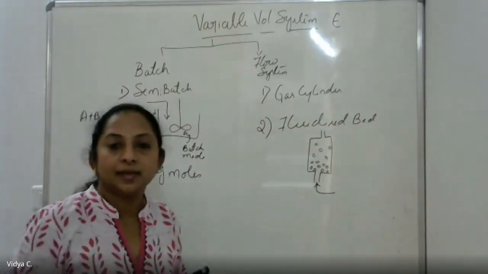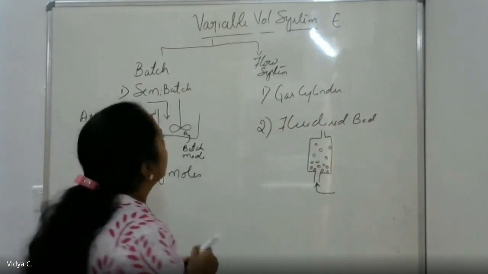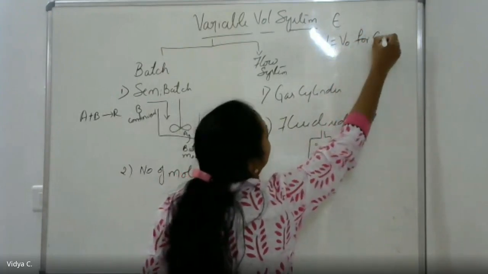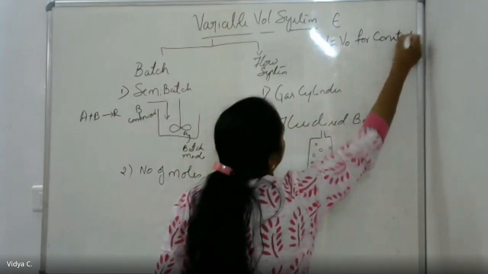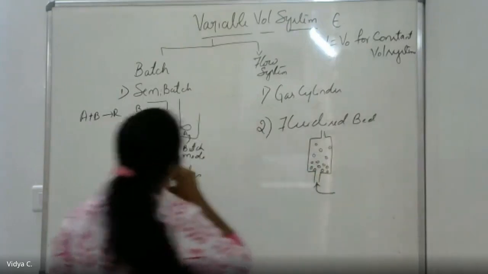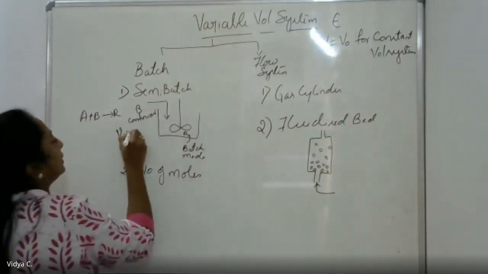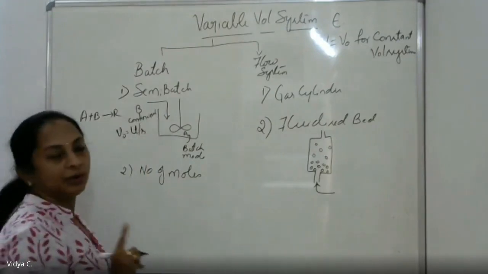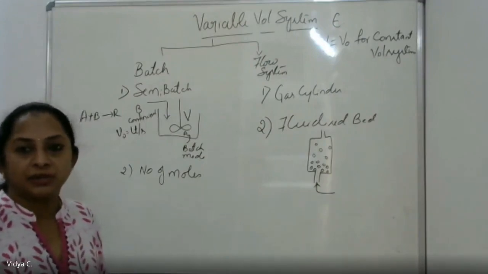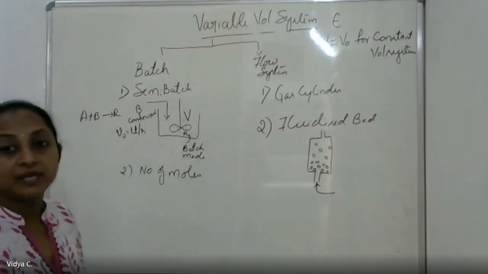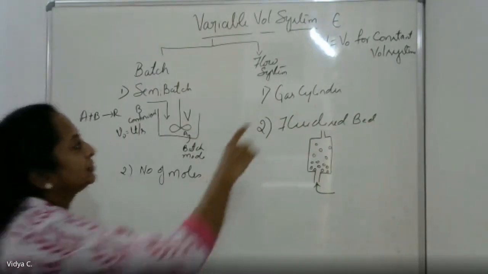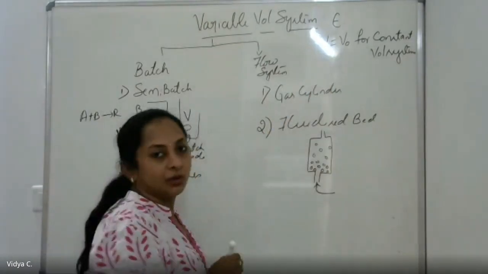Okay. Now, next is how to get the stoichiometry. See, V was equal to V naught for constant volume systems. What is this V and V naught? V naught is liter per second, it's a volumetric flow rate, and V is the volume of the reaction mixture. When I say V, volume of reactor, it means volume of the reaction mixture. So V was equal to V naught for constant volume systems.